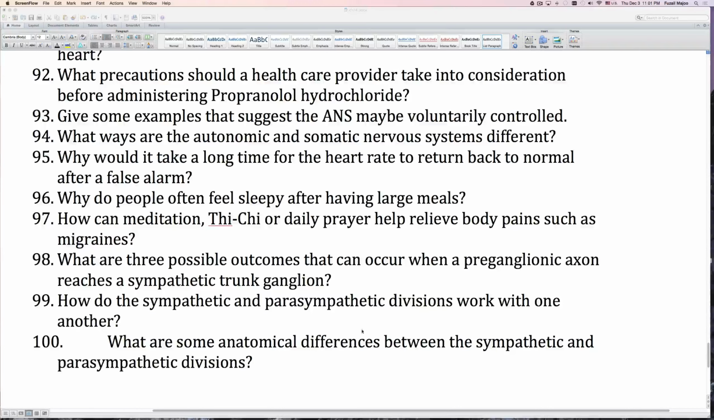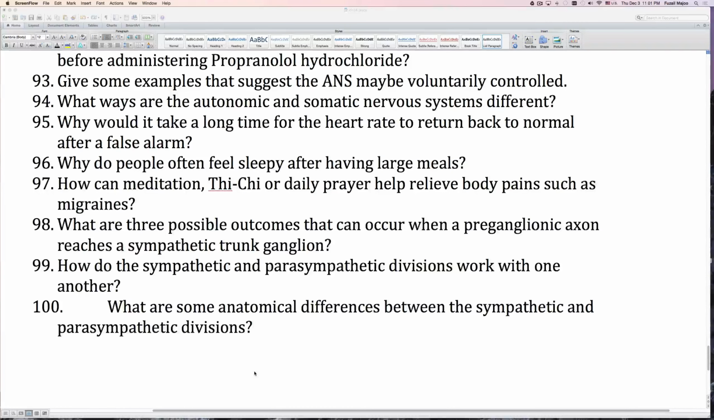And finally, number 100. What are some anatomical differences between the sympathetic and parasympathetic divisions?